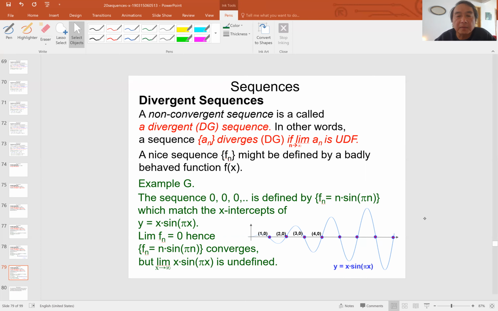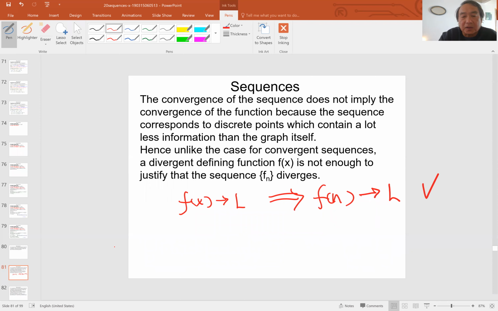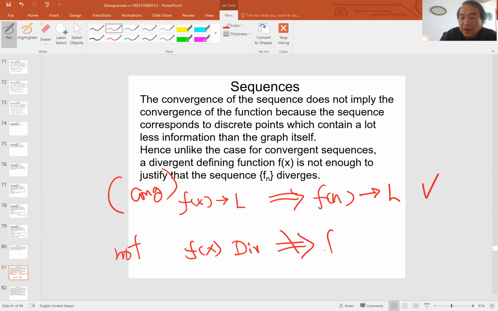Okay. So in particular, we have the theorem: if f of x converges, then this will imply f of n converges. Okay, this checks out. But not so the other way around. If f of x diverges, okay, by the way, this is converges, right? If f of x diverges, it does not mean that the sequence you're looking at diverges.